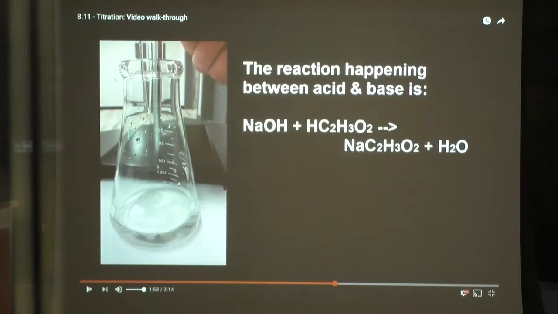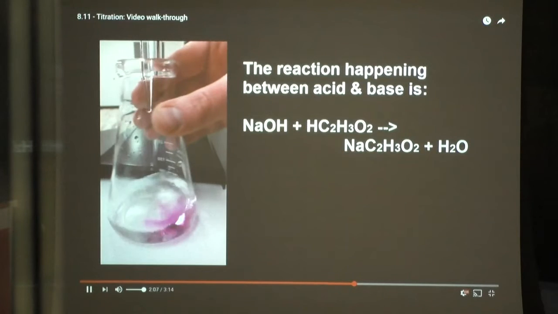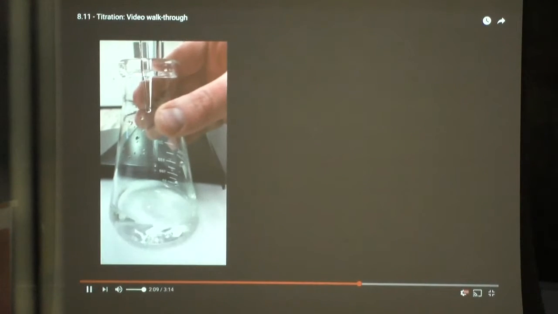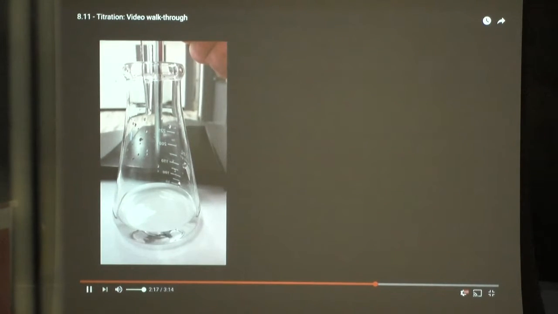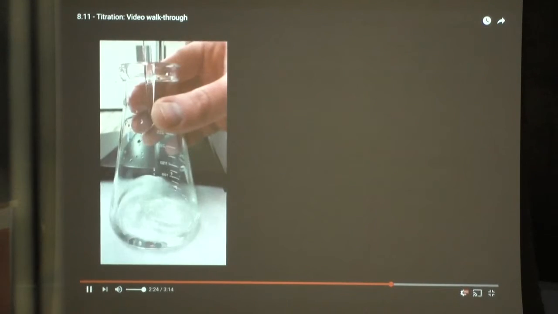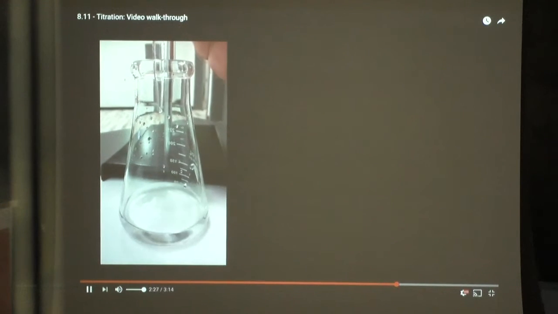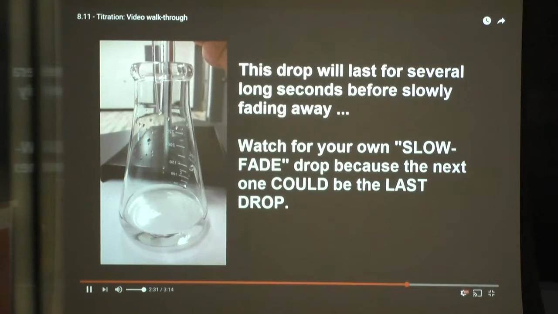All right, let's finish it up. Last couple drops are coming up here in the flask. Again, as we go, the pink will subsist a little longer. Watch when we get down to that dragging, delayed drop. When you're doing this in the lab, you want to get a feel for how to handle that little valve so that you can let one drop out at a time. That is the hardest part of titrating, being able to gently open the valve so you let out just one drop. So let's watch this drop.